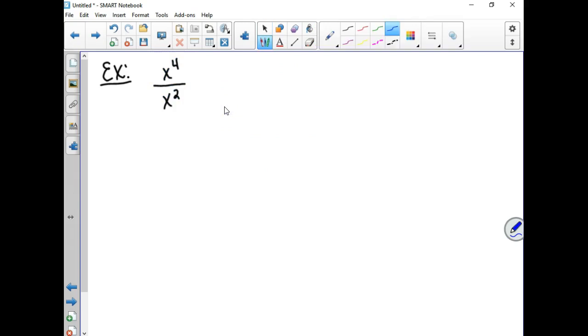There we go. This means that I have 1, 2, 3, 4 x's on the top and 1, 2 x's on the bottom. Now, whenever I divide x by x right here, and whenever I divide x by x right here, x divided by x is just 1, so those cancel out. And right here, x divided by x is just 1, so those cancel out as well. So I am left with x squared.